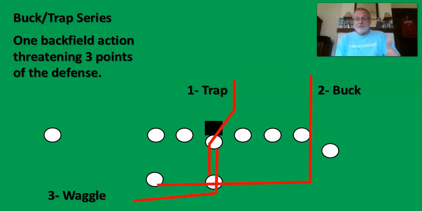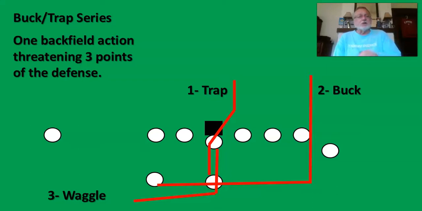You got the trap, and some people believe the buck is the base play, which is fine. You got the trap, fullback trap. You got the buck to the running back. I'm pointing at it with my laser. You got the fullback trap. You got the buck to the running back. And then you got the waggle, quarterback waggle right here. And I didn't draw it blocking. This is not about that. You can go back and look at several other videos and figure out blocking schemes.